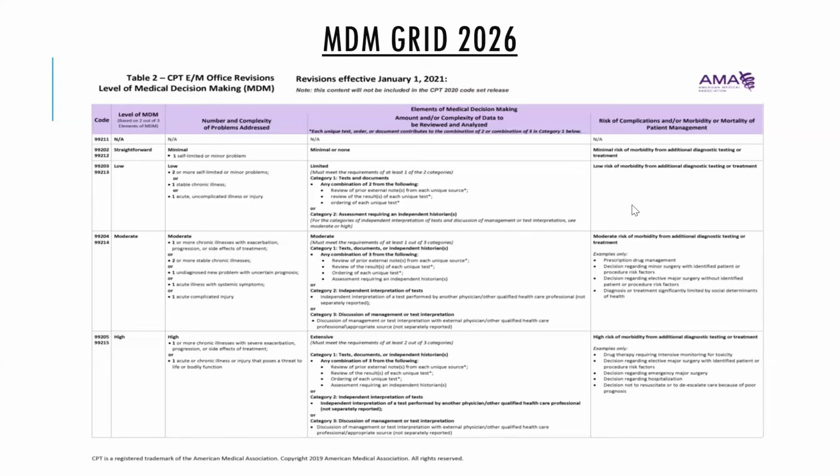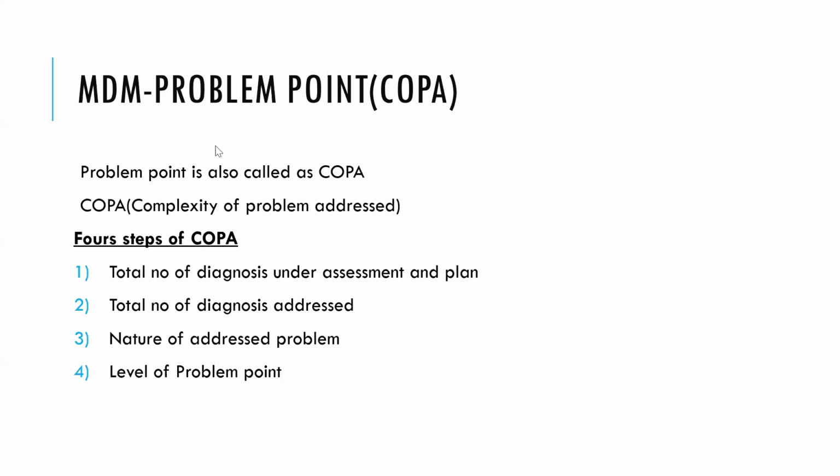Okay, now let's talk about the problem point. As I already told you, problem point is also called COPA. It says complexity of problem addressed. The term itself explains it, right? When you say complexity of problem addressed, what do you mean by problem? The diagnosis, right? Problems are diagnoses, and complexity means the severity of the diagnosis, and those diagnoses need to be addressed.